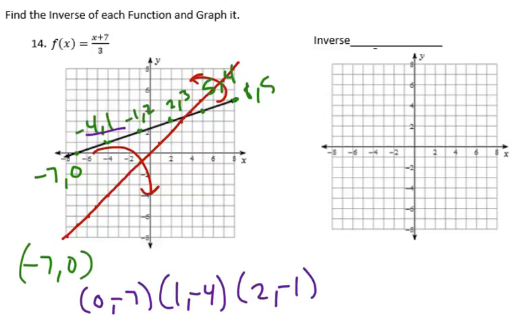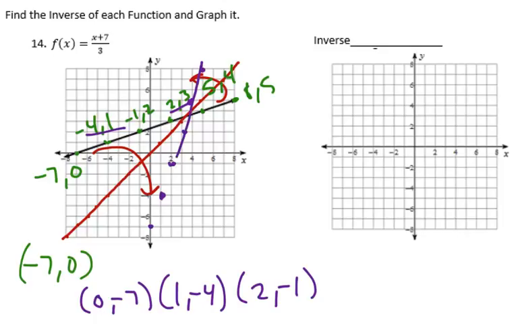If I did that, 0, negative 7 would put me down here. 1, negative 4. See how it's transforming it over that y equals x. 2, negative 1. Then instead of 2, 3, we'd go 3, 2. Okay, and I'm doing it on the same graph. Instead of 5, 4, it would be 4, 5. So right there. And instead of 8, 5, it would be 5, 8.